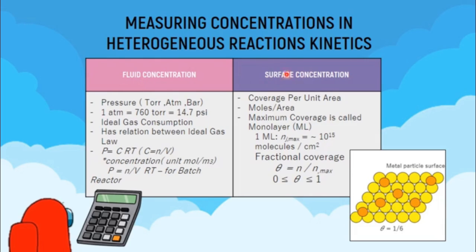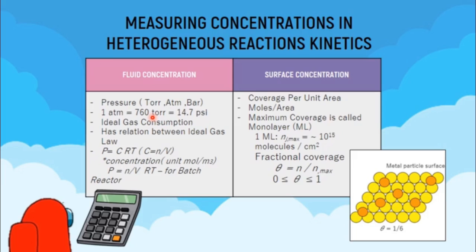Fluid and surface. Are you familiar with this formula, PV = nRT? This formula is for the ideal gas law, also known as the ideal gas equation. But for your information, this formula is also used in a batch reactor to measure the fluid concentration. And why do we use this formula in a batch reactor? Because we already have all the parameters.